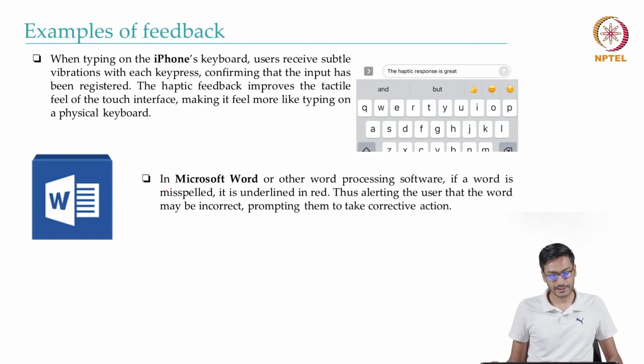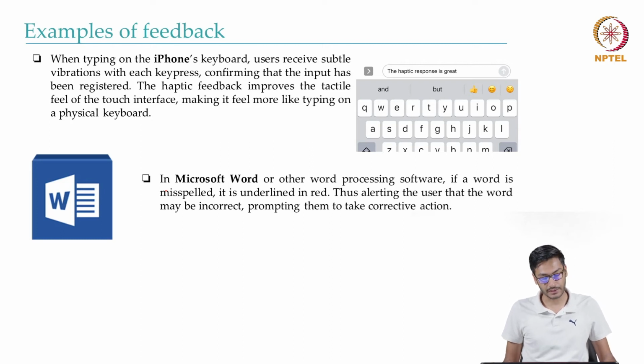The next is something that most users have experienced while typing on a phone. Users receive subtle vibrations with each key press, confirming that the input has been registered. This haptic feedback improves the tactile feel of the touch interface. Hence, it makes it more like typing on a physical keyboard than a touchscreen.